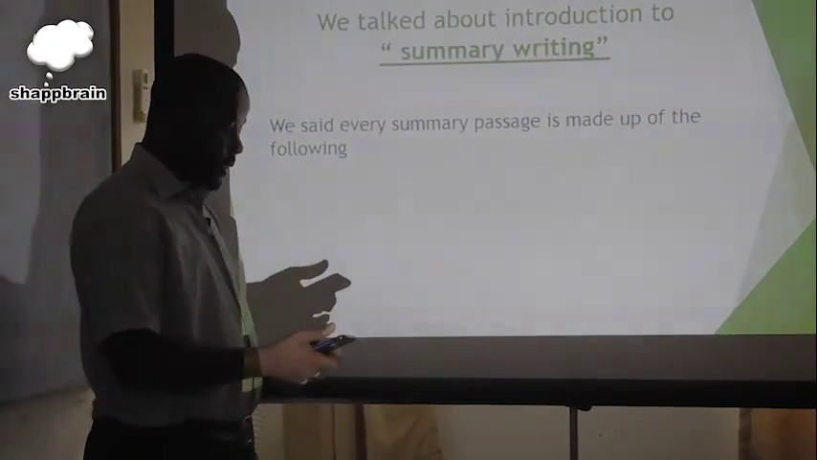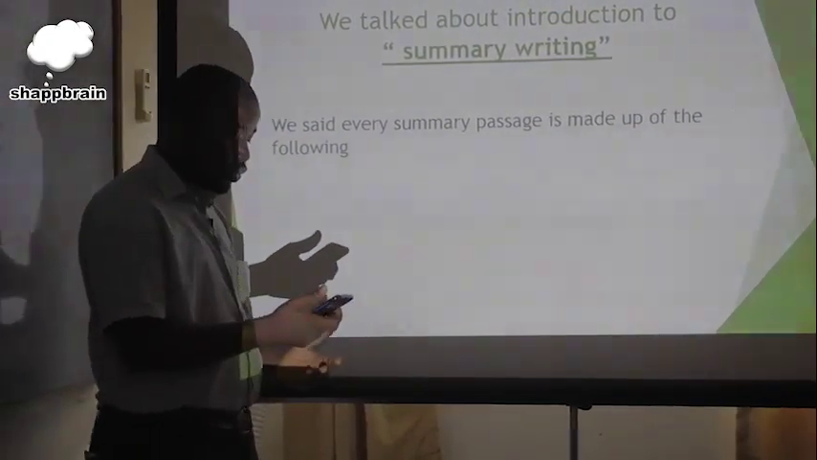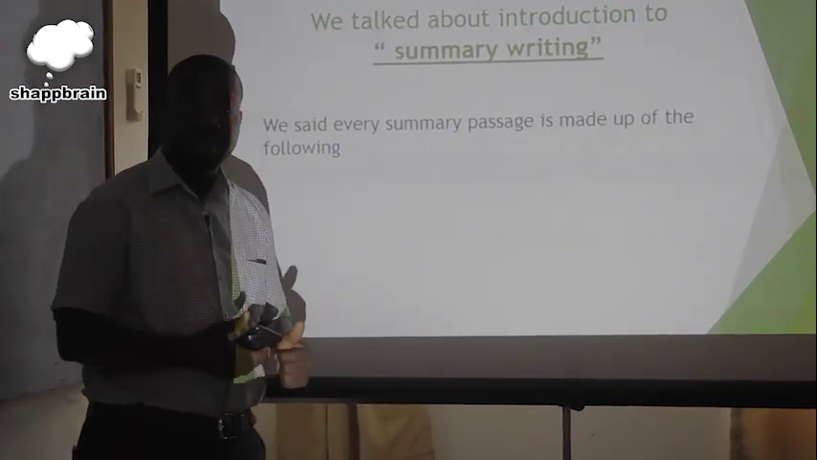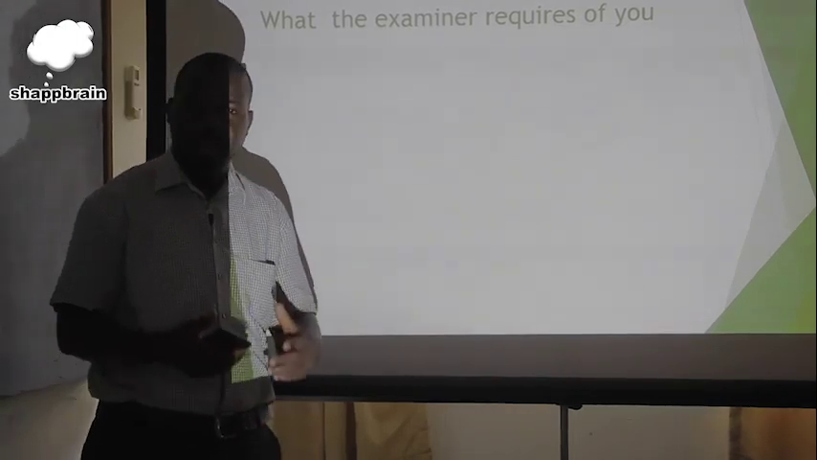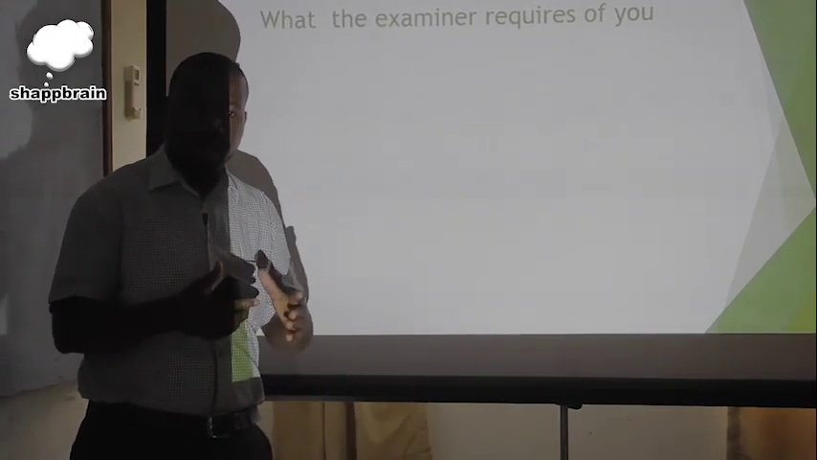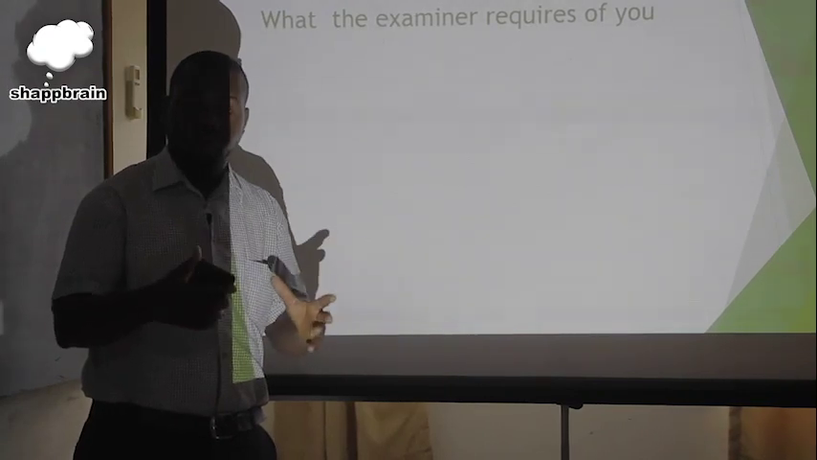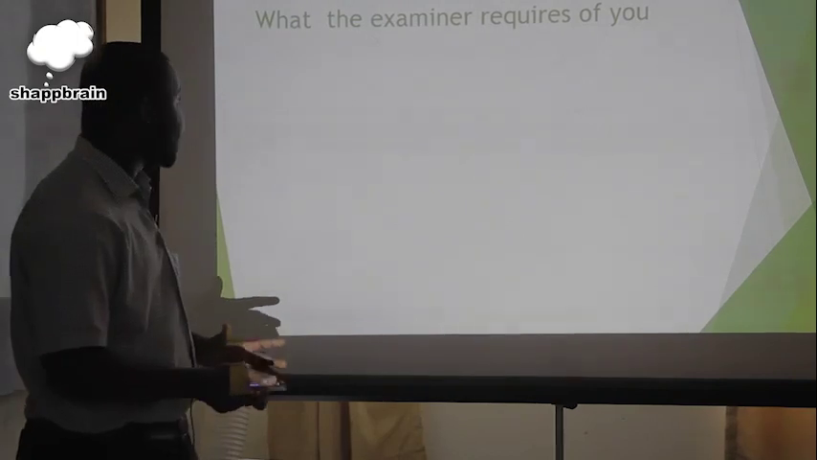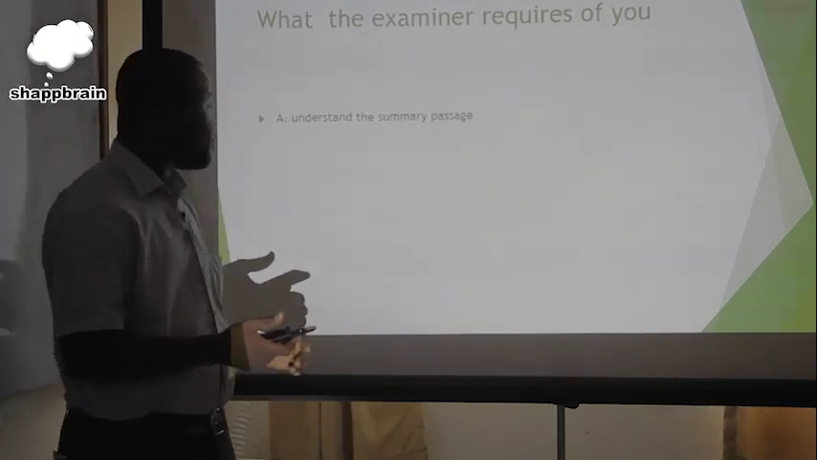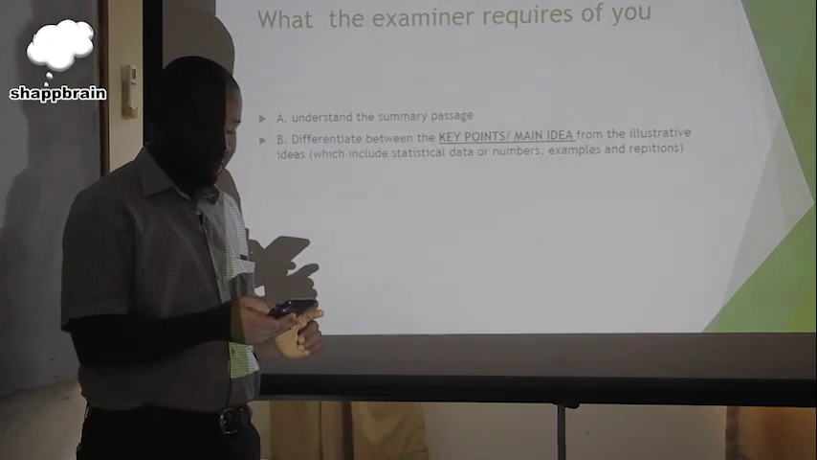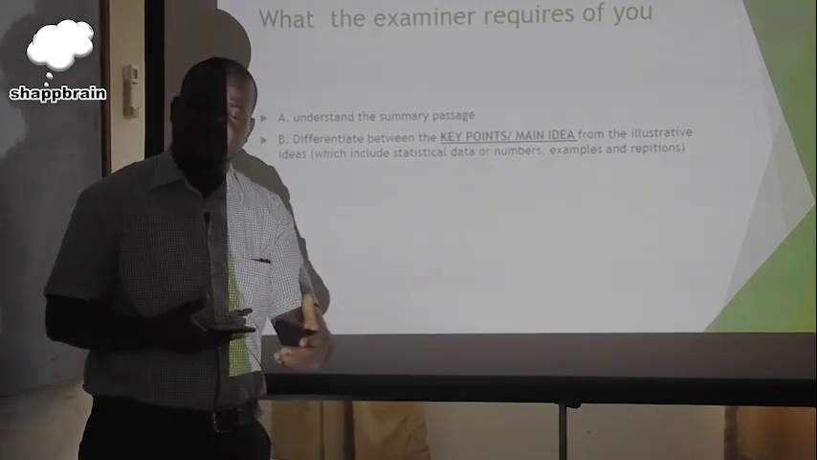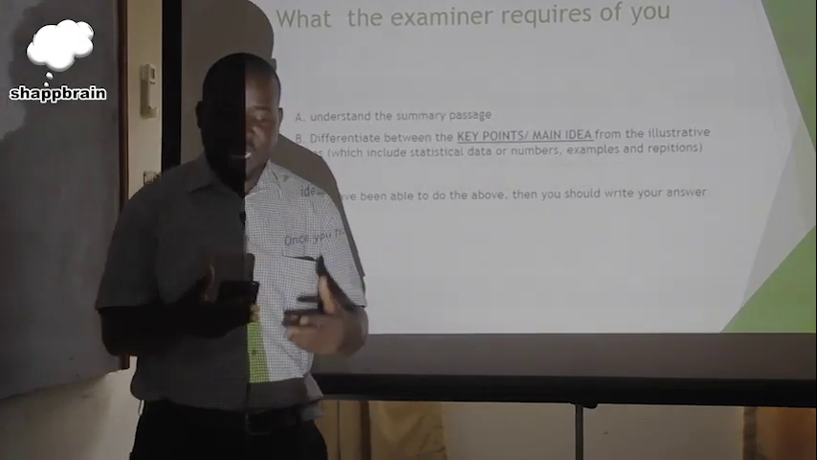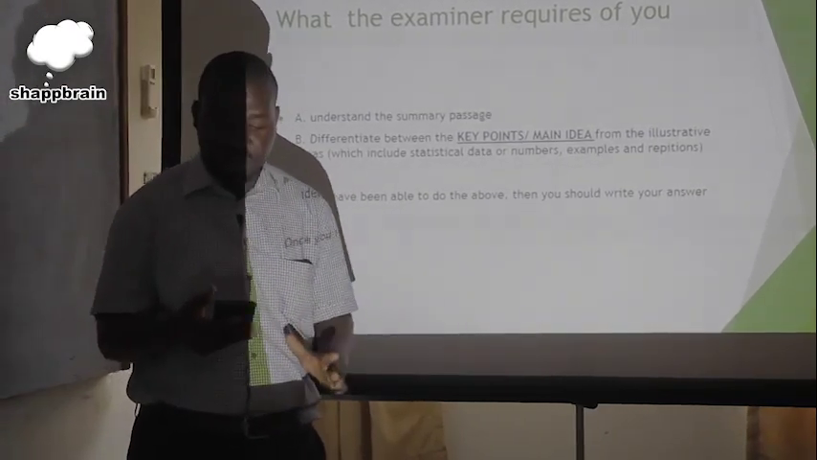For last week, we talked about the introduction to summary writing, and we said that any summary issues you come across are made up of the following. One, they are made up of key points. Two, they are made up of extraneous materials. And three, they are made up of wordiness or verbosity.